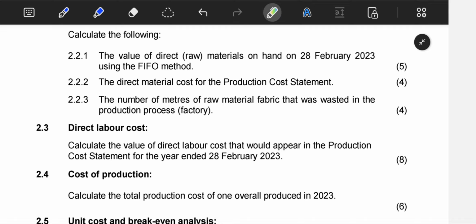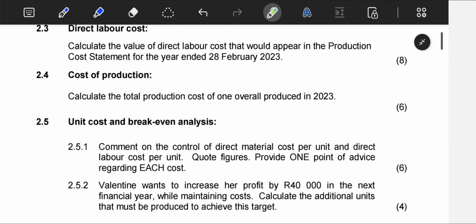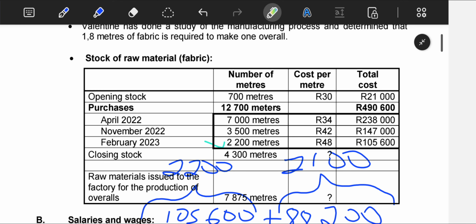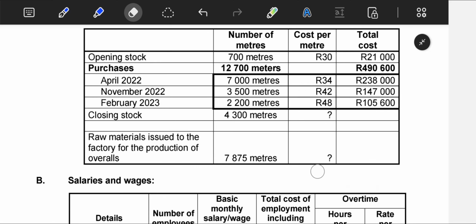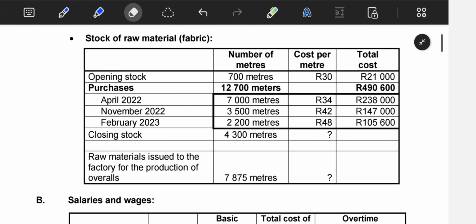Right. Now, for this question, we only need the direct material cost that is going to be reflected in our production cost statement. All right. Now, when we talk about direct material cost in the production cost statement, we're talking about the direct material that has been used in production. Right. So this is what you're going to do.